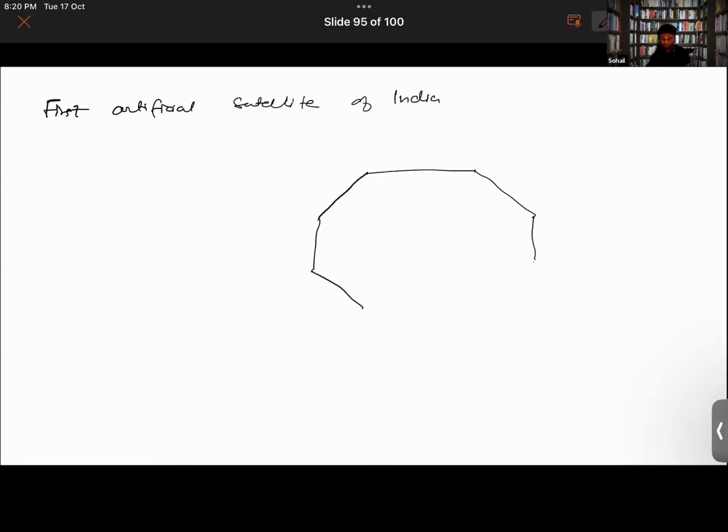And then if I were to ask you, India has built so many artificial satellites. Which was the first artificial satellite of India? We did talk about it in the class. The satellite used for telecommunication, INSAT? No, that is another thing. I am drawing the diagram here. Maybe it will give you a hint. Look here. It somewhat looked like this.